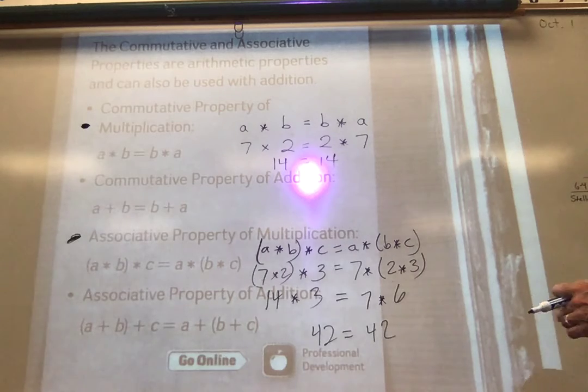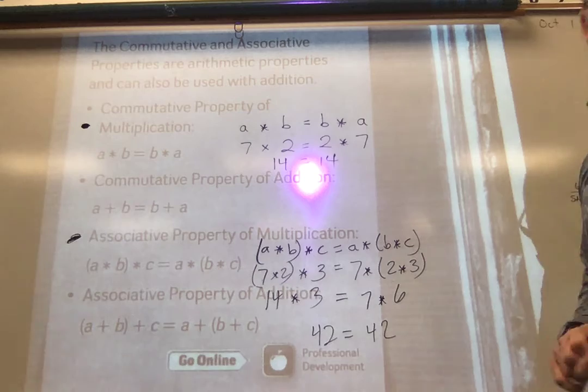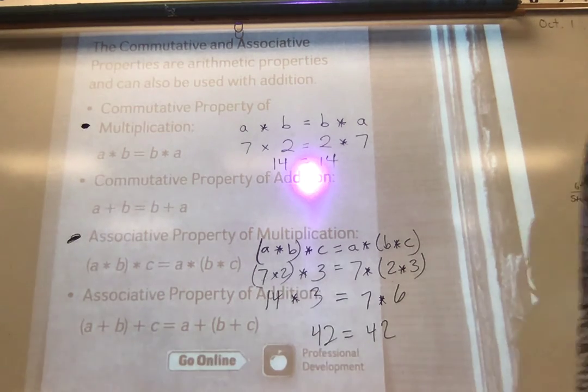how I multiply these. Okay, so that's that associative property and the commutative property, and we'll be using that here in a bit, and those properties to help us solve some multiplication of fraction problems.